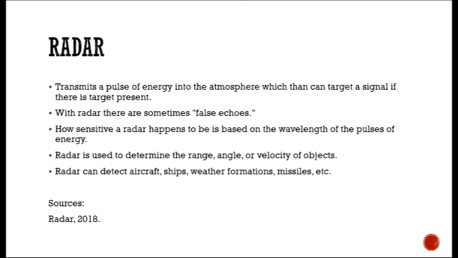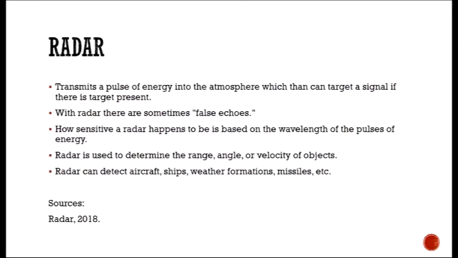The way radar works is it transmits a pulse of energy into the atmosphere, which then can target a signal. The only way it works is if there is a target present. If it's present, the signal becomes scattered into a smaller part of the energy pulse. This then is reflected to the radar. A radar can be sensitive when this happens. It is based on the wavelength. Energy that transmits longer wavelengths is better than smaller ones.